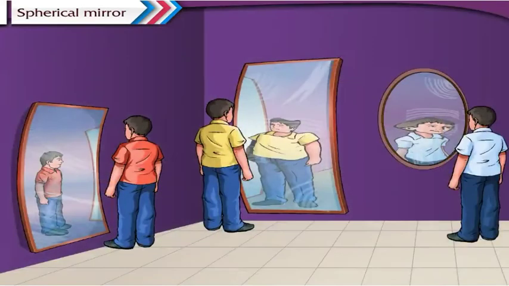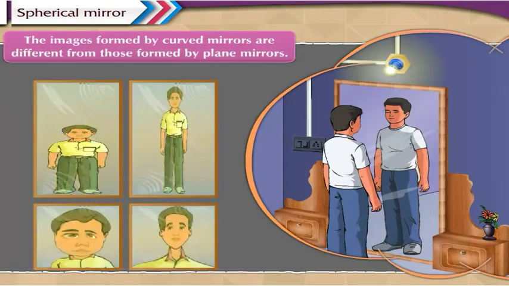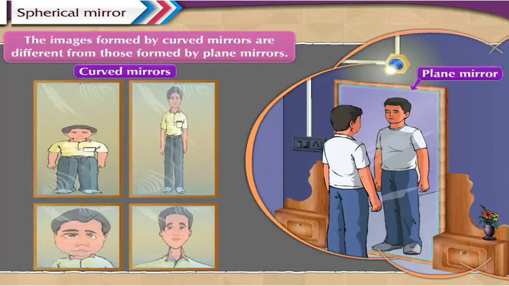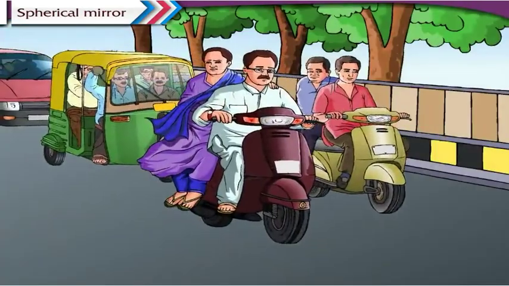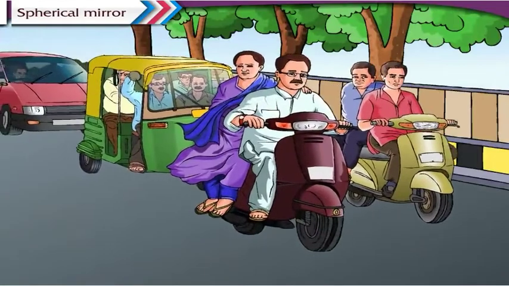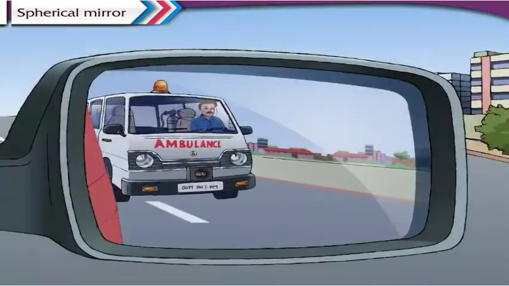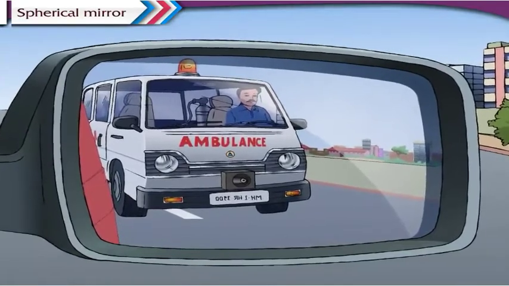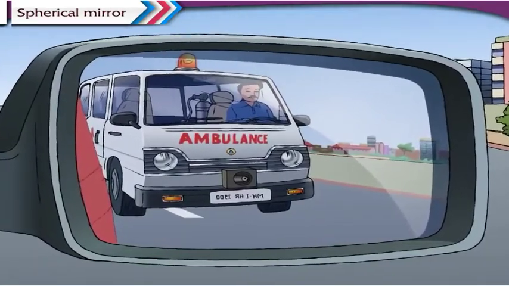The mirrors in the laughing chamber are curved. The images formed by curved mirrors are different from those formed by plain mirrors, due to which we do not see the familiar images in these mirrors. The rear view mirrors in cars, which enable drivers to see the vehicles coming from behind, are curved mirrors. Come, let us know more about these mirrors by performing an activity.